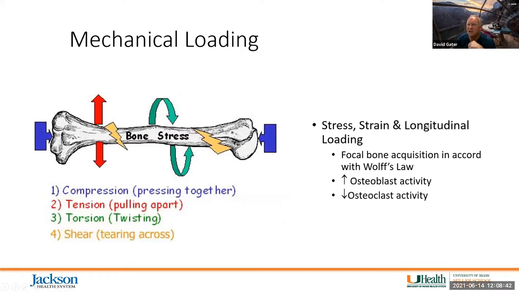So as we take those one at a time, let's consider mechanical loading. So stress, strain, and longitudinal loading on the bone is going to build bone according to Wolf's Law. Now, Wolf's Law back in 1894 talked about these stresses and strains changing the shape of the bone to accommodate the stresses and strains in those particular areas. Increasing osteoblastic activity where you have longitudinal loading, but also where you have bone stresses because of muscle contraction, for example. And then osteoclastic activity is going to occur in those areas with least stresses and strains. Now, those stresses and strains can be in the form of compression, tension, torsion, or shear.